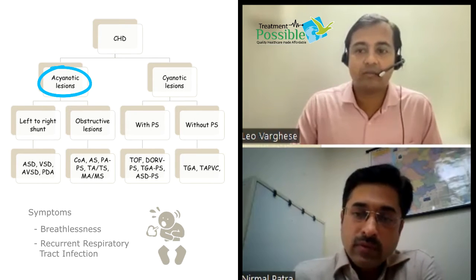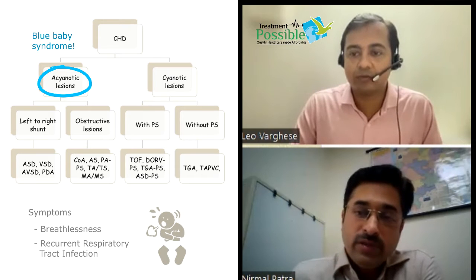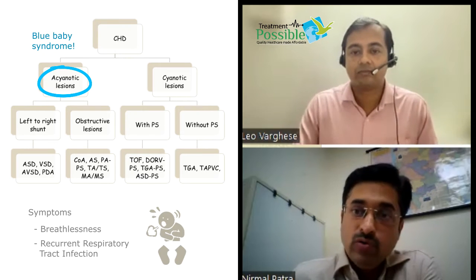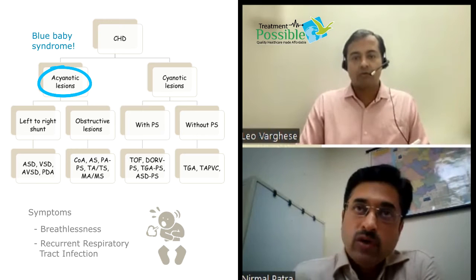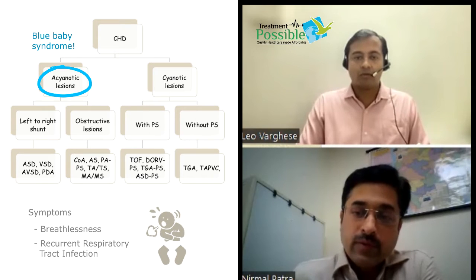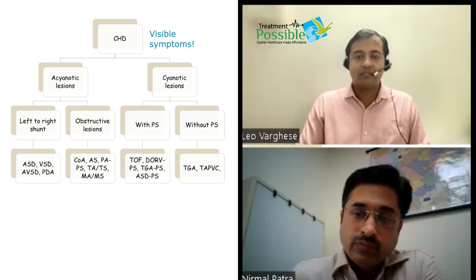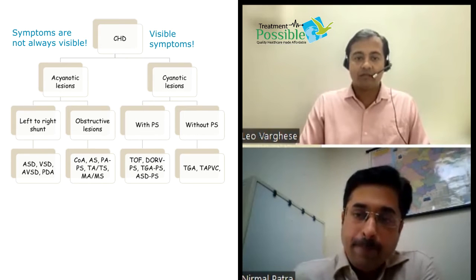It means when the baby turns blue, blue baby syndrome. Yeah, when you see that the baby has abnormally blue skin and mucous membranes, like the tip of the tongue and lips, all these become blue, especially more when the babies cry. Those are classified as cyanotic congenital heart defects. Got it. So that's a visible symptom, but in case of acyanotic, the symptoms are not immediately visible.